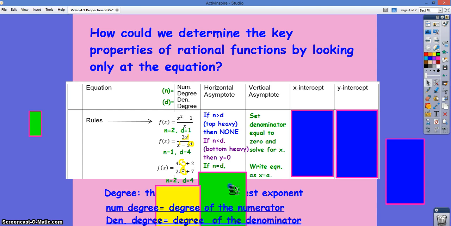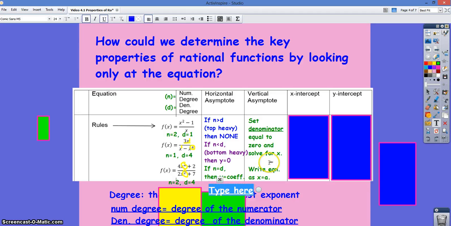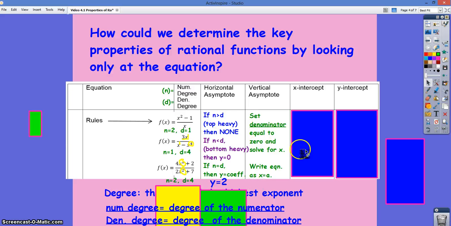So in this case, where the degrees are the same on the top and bottom, the answer is going to be the coefficients of the terms that have the highest exponents. So my horizontal asymptote would be y equals the coefficients of these two terms, 4 divided by 2, which is 2. That's how we find the horizontal asymptote. All right, and these rules you need to memorize.